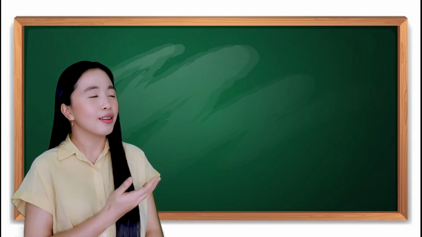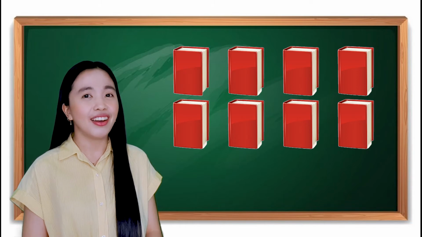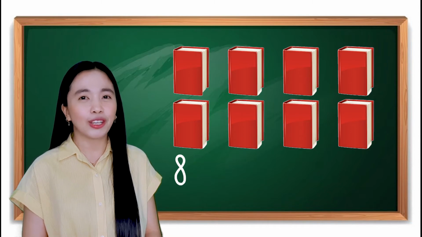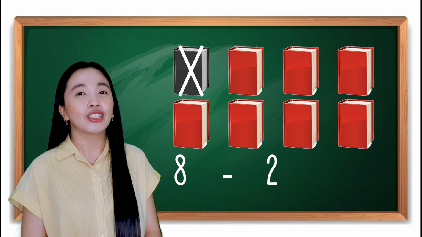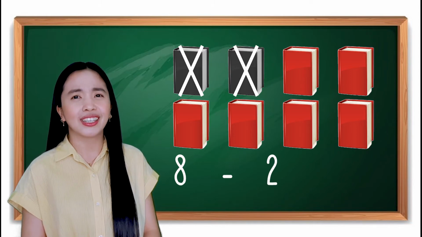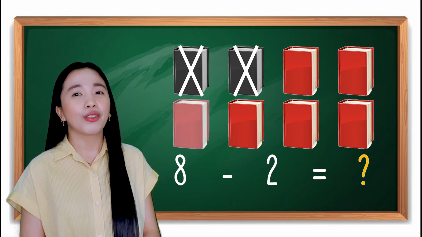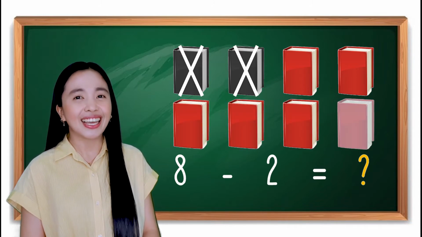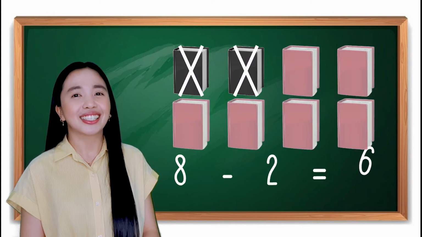Next, we have here books. How many books do we have? Let's count. 1, 2, 3, 4, 5, 6, 7, 8. 8 books. How about if we'll take away two books? Let's cross out two books. One, two. So, if there were eight books, then we took away two books, how many books are left? Let's count. One, two, three, four, five, six. Six. 8 minus 2 equals 6.